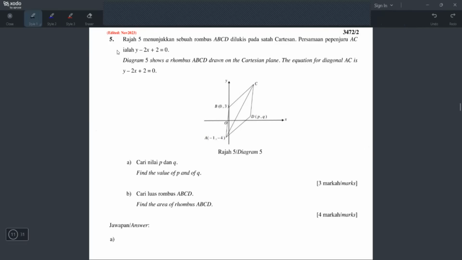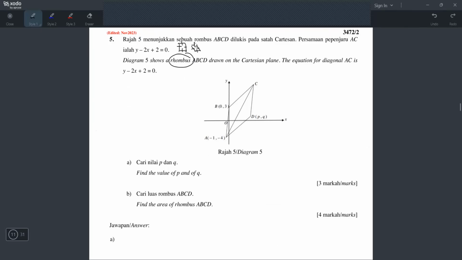Okay, let's do number 5. What is this? I think it's coordinate geometry. Diagram 5 shows a rhombus. What is a rhombus? A rhombus means a square that has been slanted, right? So there will still be 4 same sides. The distance is still the same.